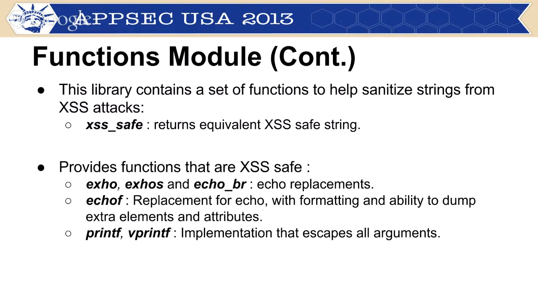It doesn't even check what it is printing, whether it's safe to print or not. So we made different functions which you can use instead of echo, something like exo, which are echo replacements, and you can use that to echo something out. Internally, these functions take whatever you want to echo, sanitize it, and then print it. So it makes it XSS safe.